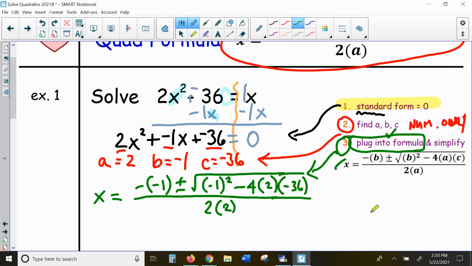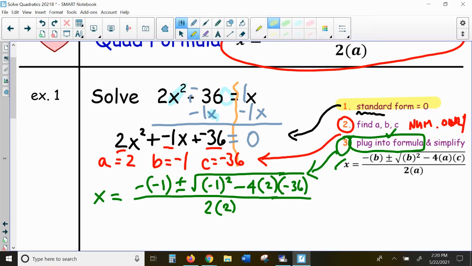Do not try to put all of this in your calculator because guess what? It will not work. Do you hear me? It will not work. But you can put it in 3 chunks. So we could put this in 3 chunks. I'm going to show you the chunks.